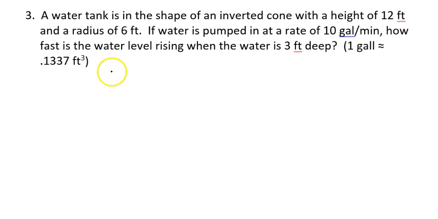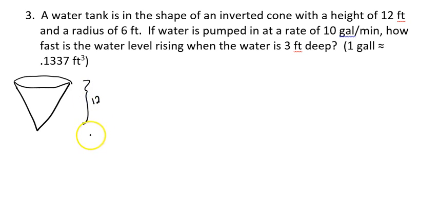Okay, 3 is where we get to that cone situation that I was mentioning before. We have a water tank that's in the shape of an inverted cone. So what we mean by that is the point is down. Okay. And it has a height of 12 feet and a radius of 6 feet. And water is being pumped in at a rate of 10 gallons per minute. How fast is the water level rising when the water is 3 feet deep?